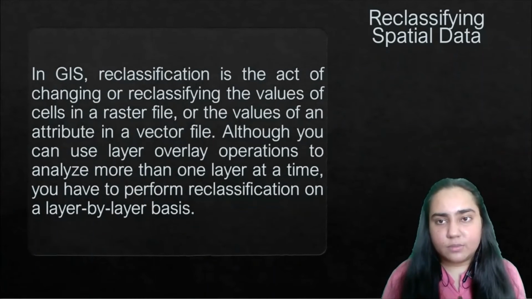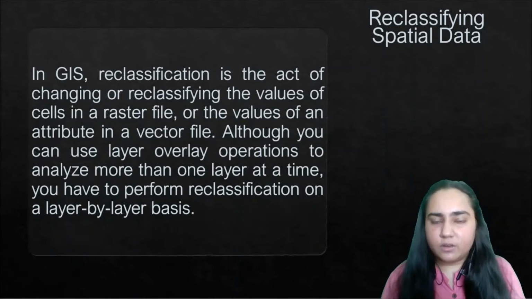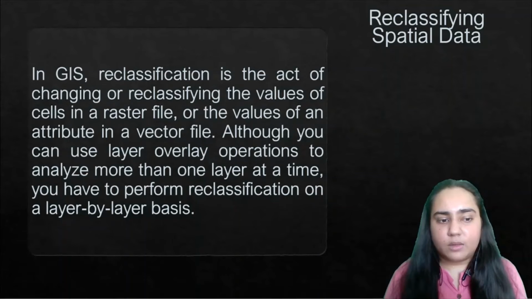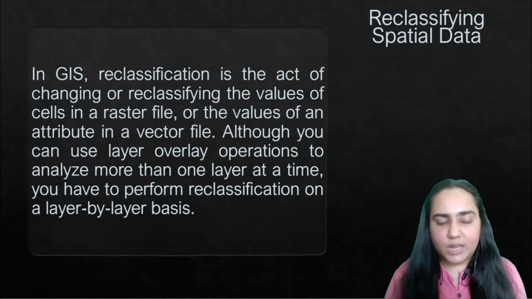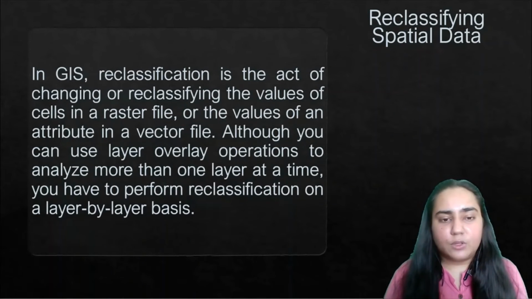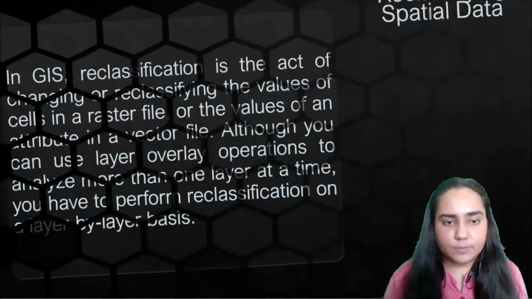In GIS reclassification, which is the final thing we're going to study in this video before we move on to an actual example in the next video. So in GIS, reclassification is the act of changing or reclassifying the values of cells in a raster file or the values of an attribute in a vector file. Now, although you can use layer analysis overlay operations to analyze more than one layer at a time, you have to perform reclassification on a layer by layer basis.